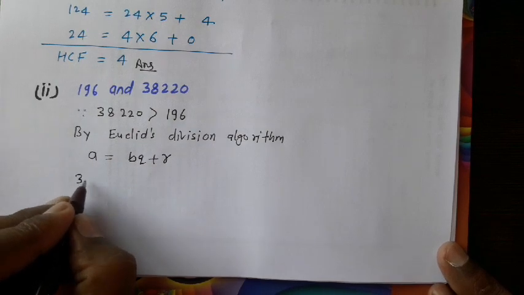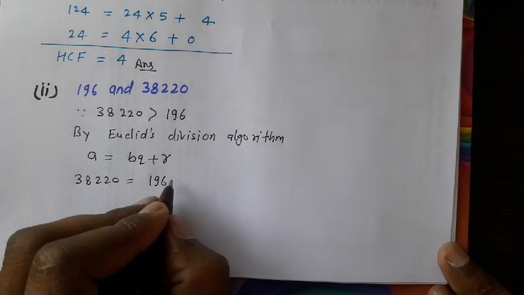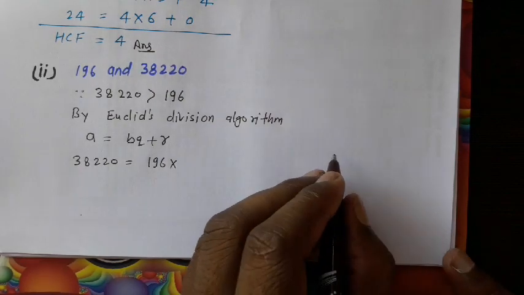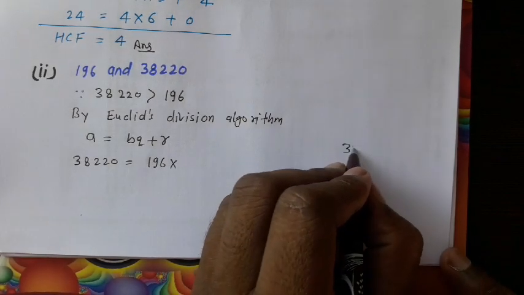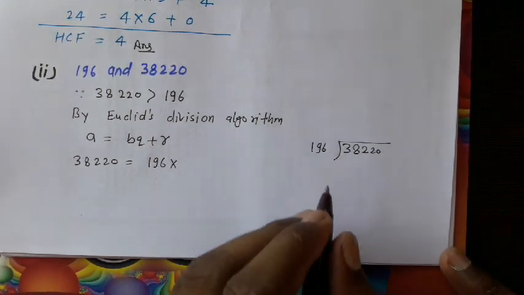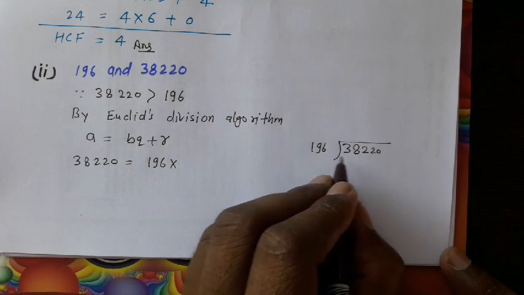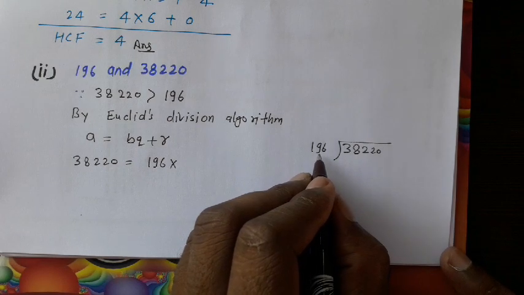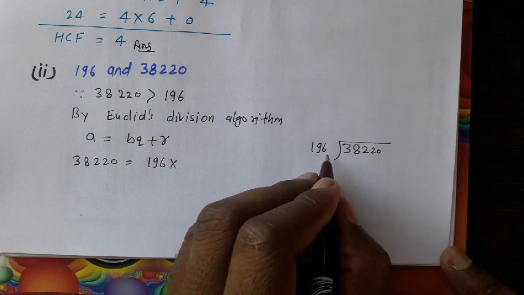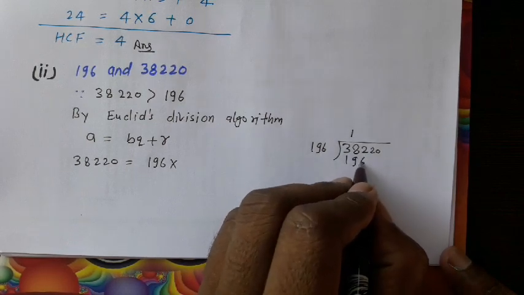Now A, 38,220, equals B, 196, into quotient. We do not know the table of 196, so on the right side you can divide 38,220 by 196. First divide 38 by 19, so take 382 by 196. If you take 2 as quotient, it will be greater, so take 1 as quotient, then 196.